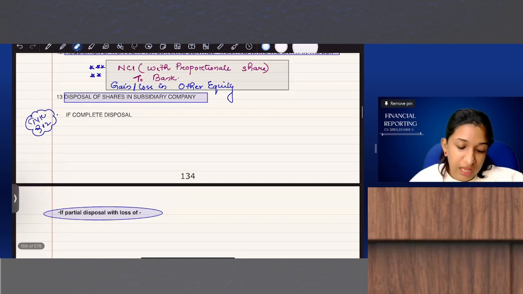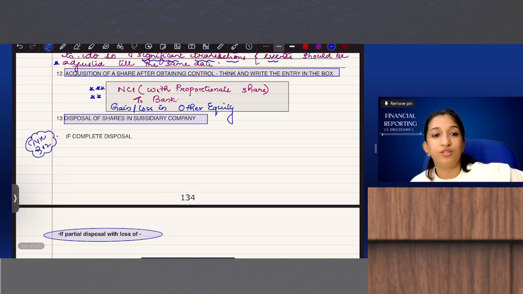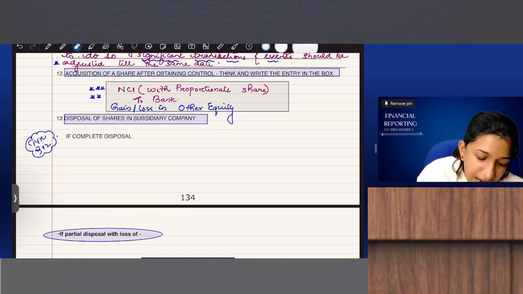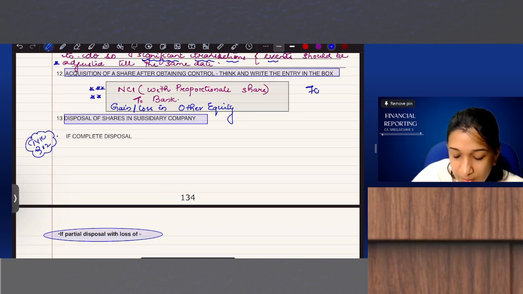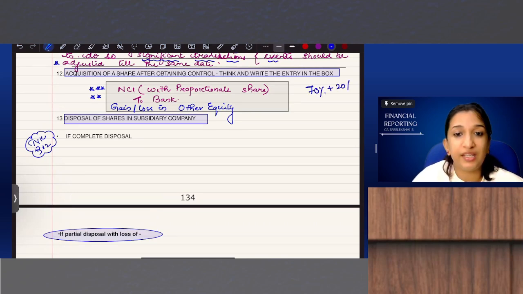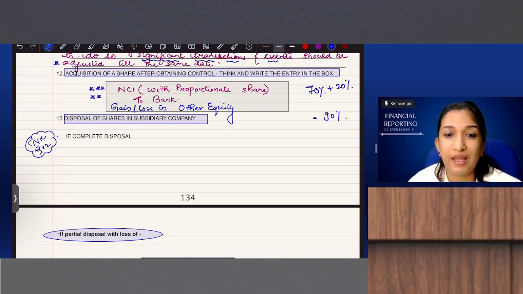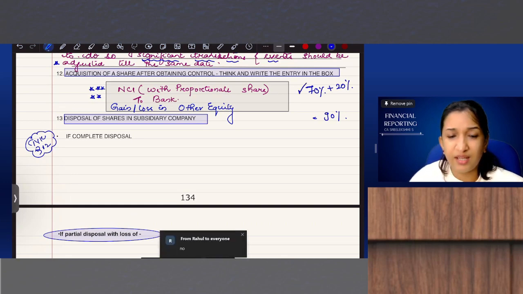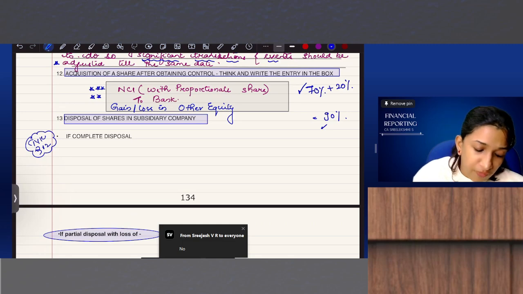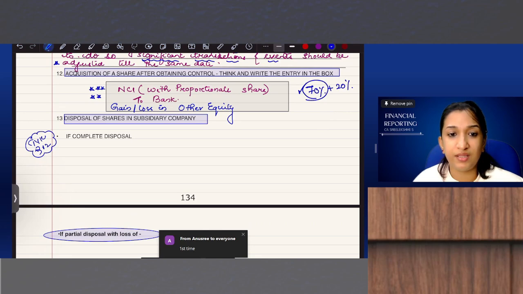Acquisition of shares after obtaining control. You already had 70% of the shares, but now you acquired 20% more, so you have 90% now. When Ind AS 103 applies in your books, will it apply twice, at the time of 70% and at the time of 90%? No. 103 applies only when you acquire control, at 70%.